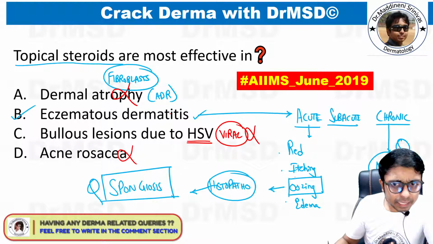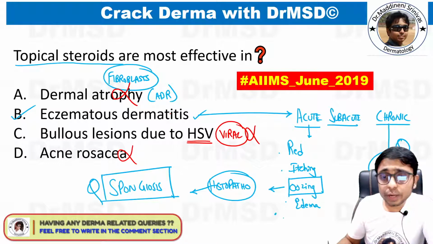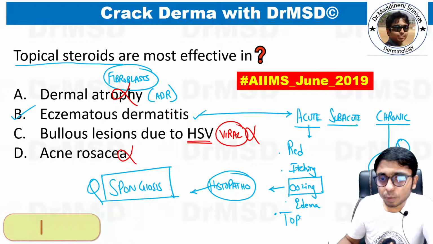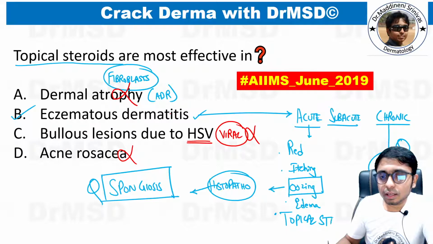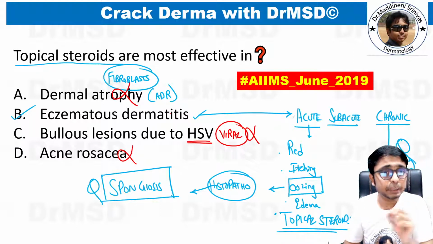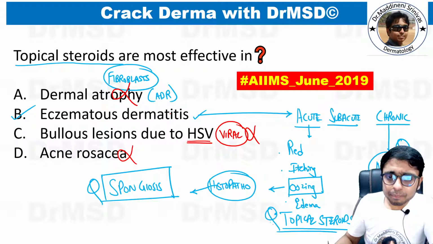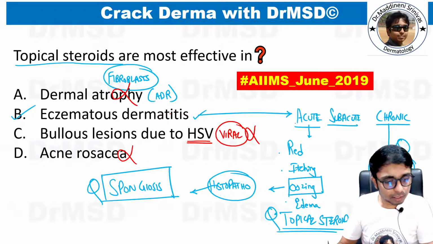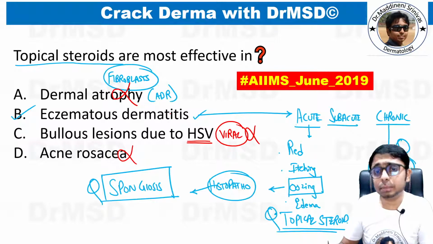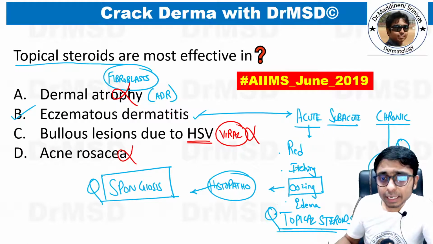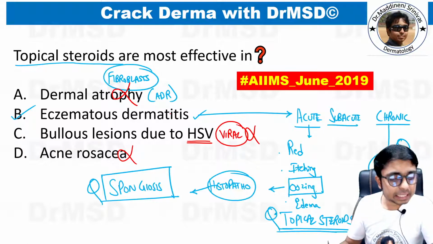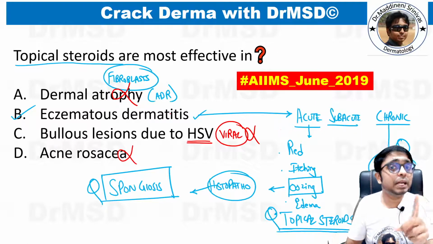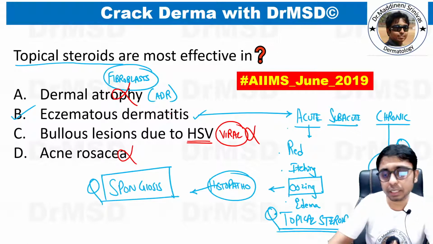And please remember, in acute eczema, we are going to use topical steroids. Very, very important for you to remember the important diseases in which we use topical steroids and the important conditions in which we should not use topical steroids.